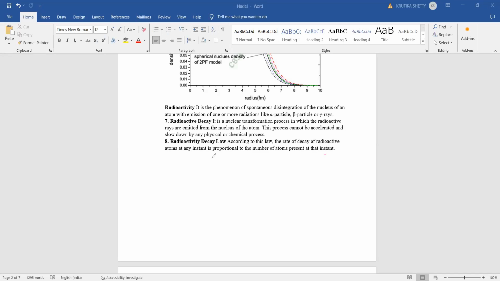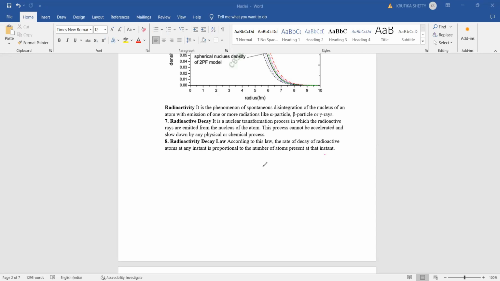So during the radioactive process, the radiations are coming out from the elements, and that process is called radioactivity. Here, the radioactive decay law is defining the rate of disintegration.